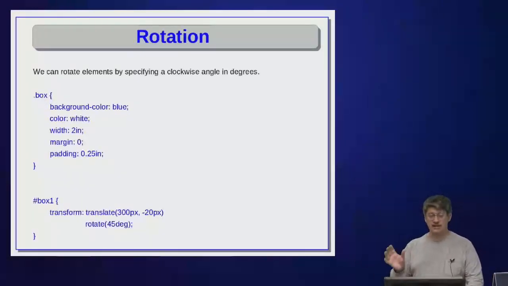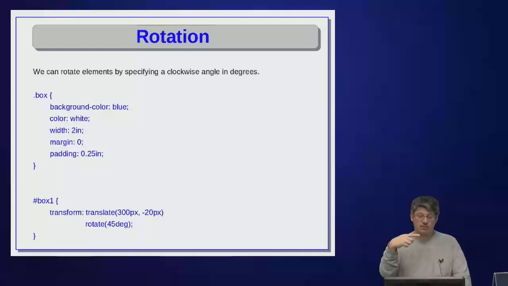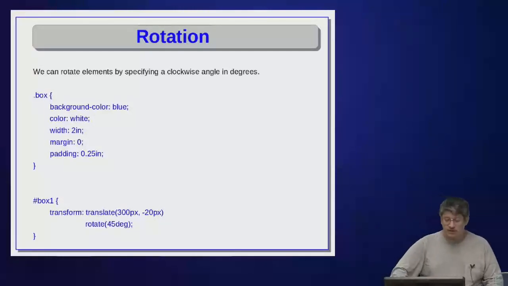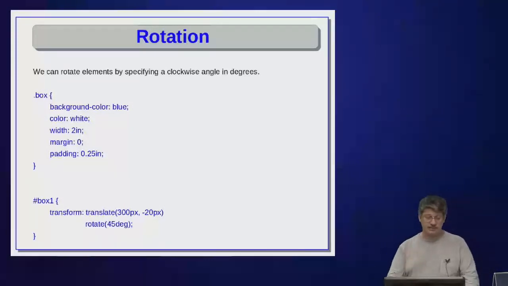I can also rotate. I can rotate elements by specifying an angle in degrees. The angle is a clockwise angle. I think 0 is straight up, and it's sort of like the face of a clock. So 90 degrees would be straight to the right, 180 degrees would be down, 270 degrees would be a rotation all the way to the left, and then 360 would put us right back where we started. But that's sort of what's happening here.